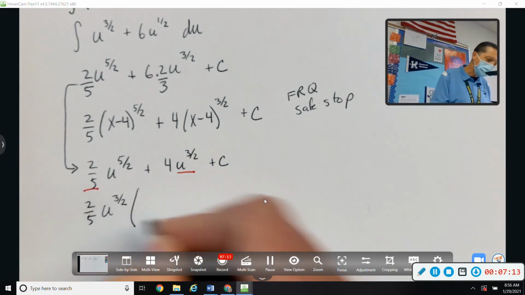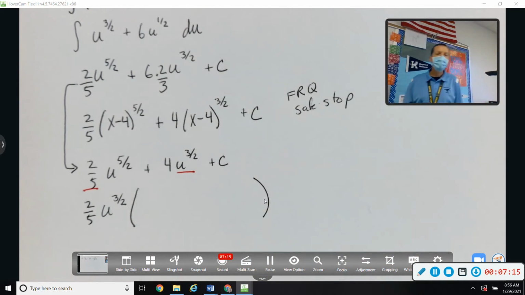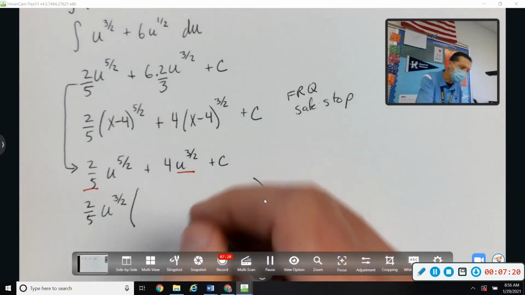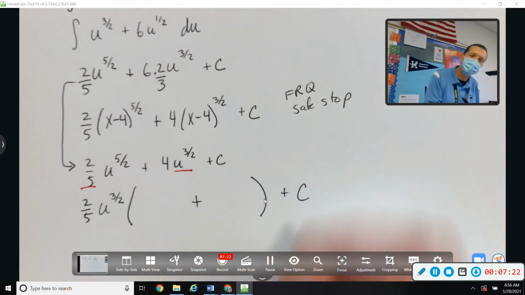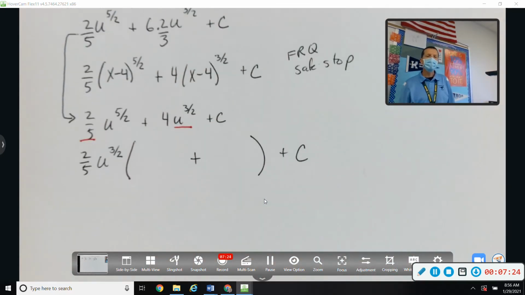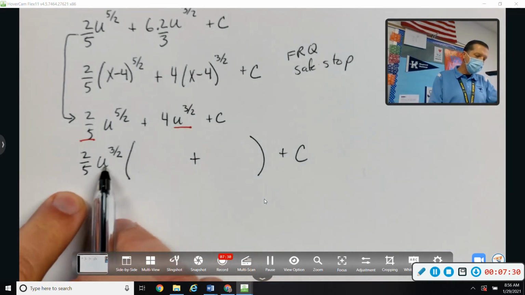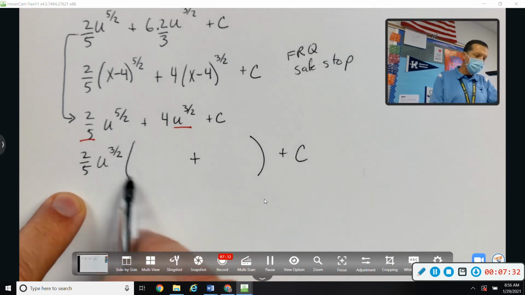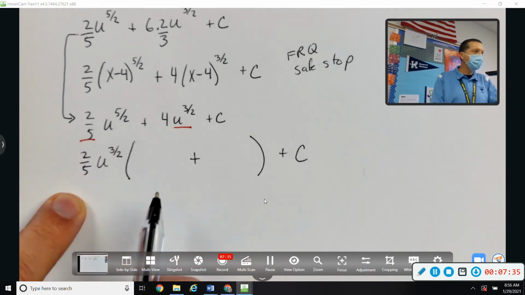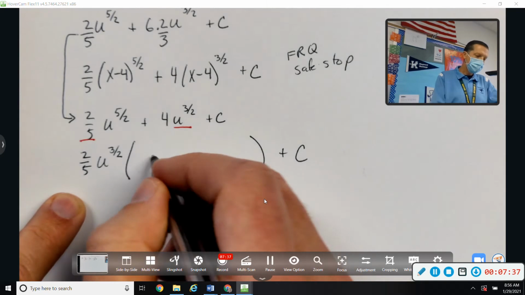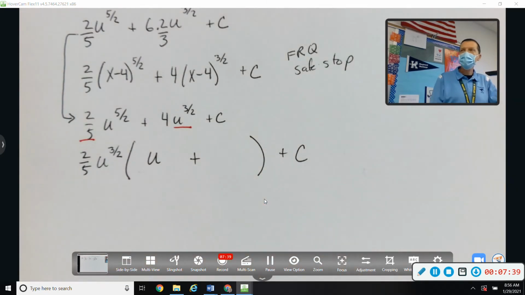It's going to be real fun because now I got to figure out what goes in there. Plus c goes at the end. That part's the easy part. So the first one I think is easy. 2/5 u to the 3/2 times what would give me 2/5 u to the 5/2? Just u to the first. 3/2 plus 1 would give me 5/2. I'm good with that.